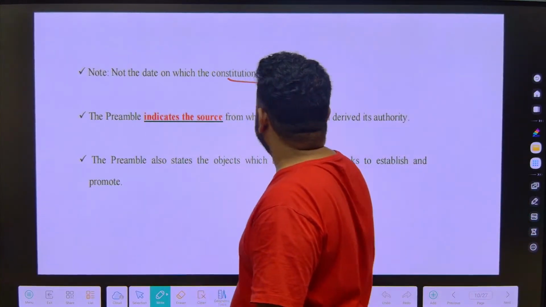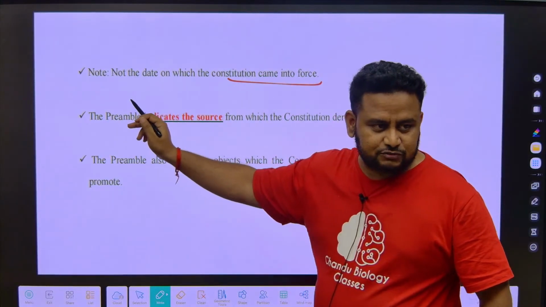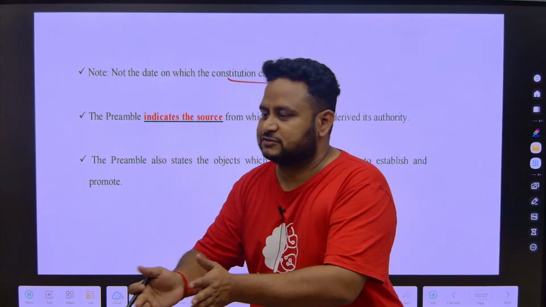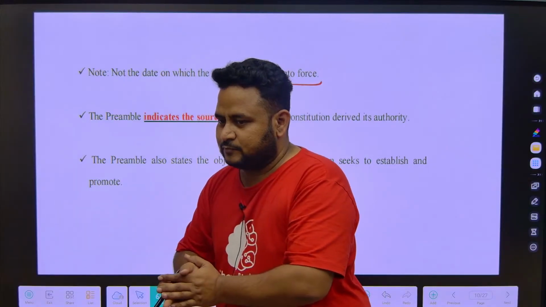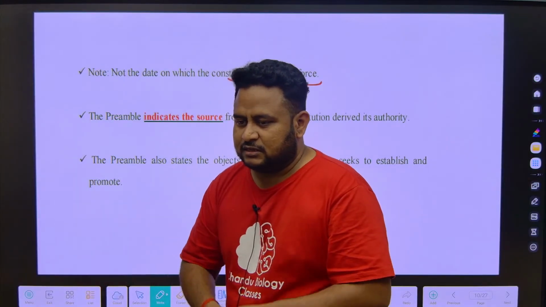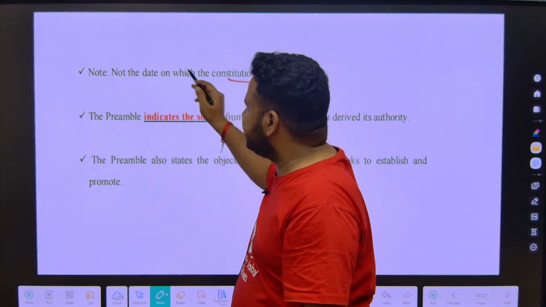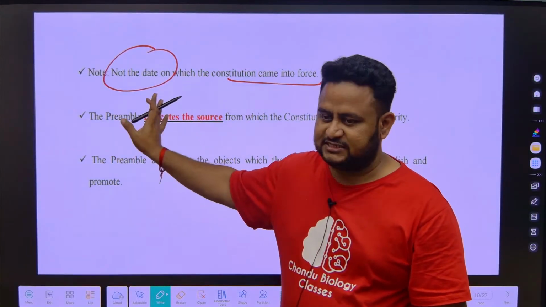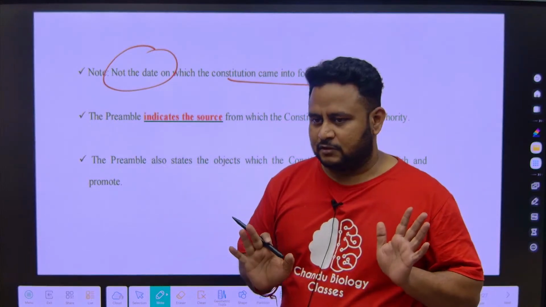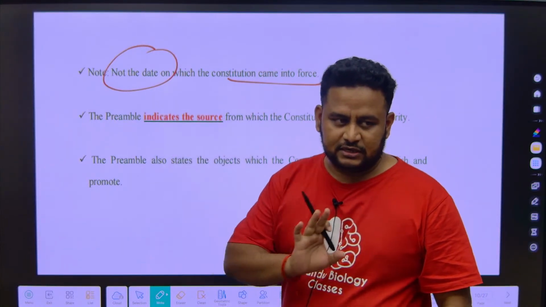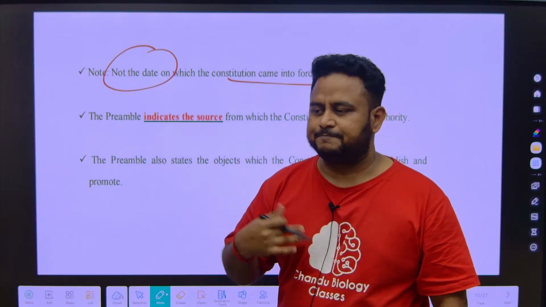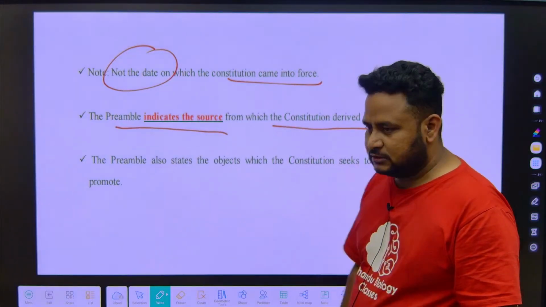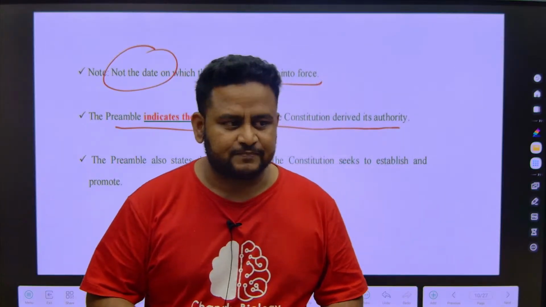The date on which the Constitution came into force. See, the preamble contains what? The date of adoption and enactment, and it does not contain commencement or the date on which the Constitution came into force. When did it come into force? 26 January 1950. It is not containing that. I have repeatedly told you, I have dedicated 5 to 8 minutes exclusively on this because a question will come. So it contains only adoption and enactment, not enforcement or commencement. Got it? The preamble indicates the source from which the Constitution derives its authority.